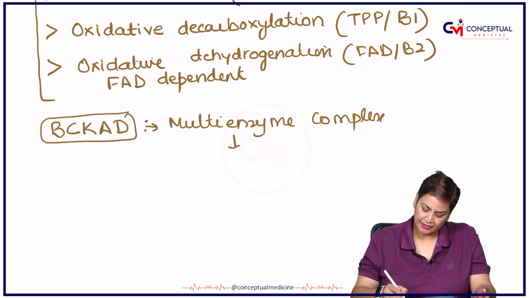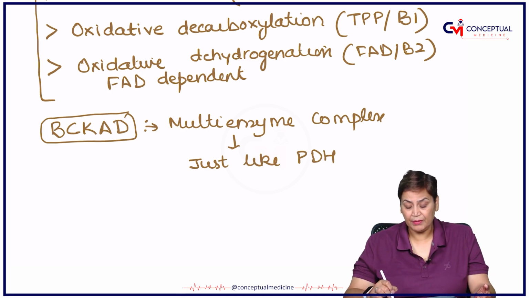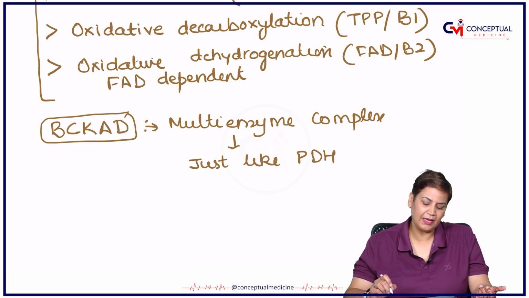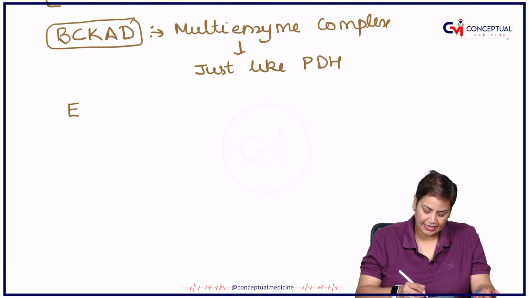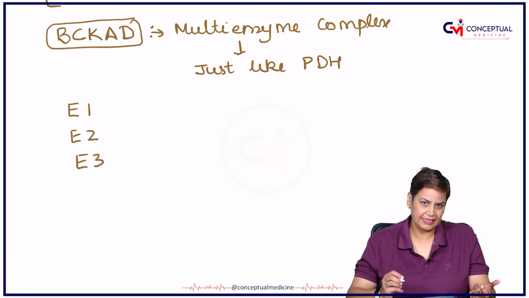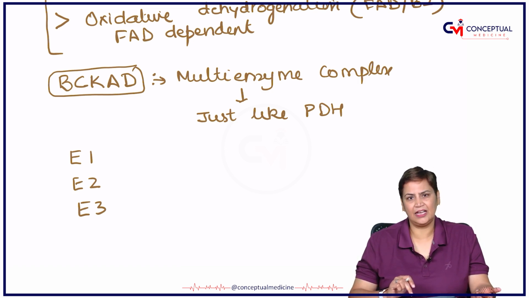Just like TPP present in PDH. Because again, if you remember, PDH is also an example of multi-enzyme complex, and the main coenzyme in PDH was B1 or TPP. Same is here. So if we talk about the composition of this, we can say that it again has E1, E2 and E3 as the enzymes. E1 is obviously decarboxylase, because here decarboxylation is occurring. E2 is transacylase and E3 is dehydrogenase.